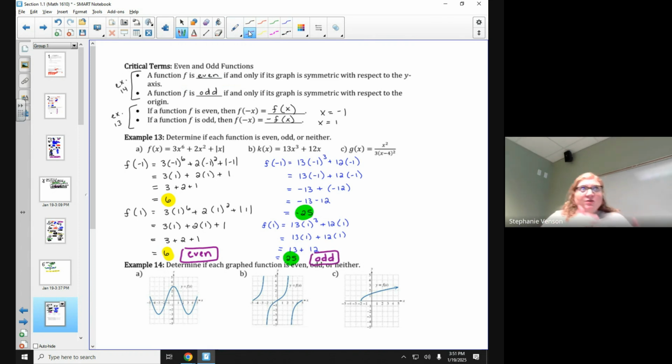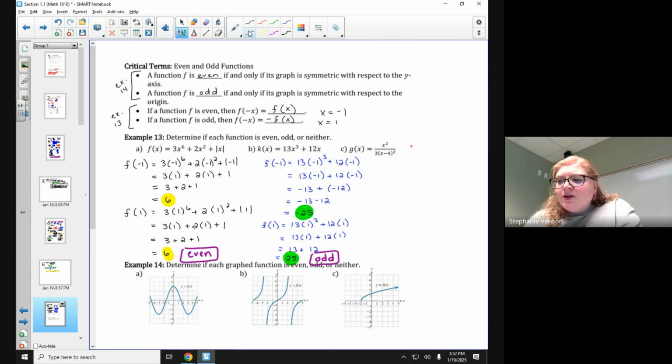Okay, so let's recap so far. If you plug in -1 and +1 and you get the exact same answer, that's even. If you plug in -1 and +1 and you get the same answer with different signs, that's odd. So now we're going to see part C, but the third rule is if you plug in -1 and +1 and you just get completely different answers, that's neither. So you have even, odd, and neither. So let's try it here.